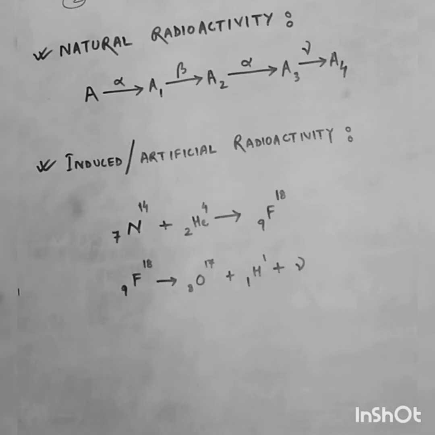Radioactivity can be of two types. Number one is natural radioactivity. Number two is induced or artificial radioactivity.